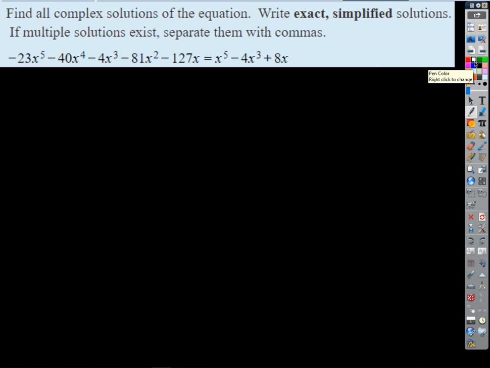So if I move everything to the right, what am I going to end up with? How many x to the fifths? 24. How many x to the fourths? Well, 40, I guess, right? How many x cubes? None, they go away. Okay. How many x squareds? How many x's?